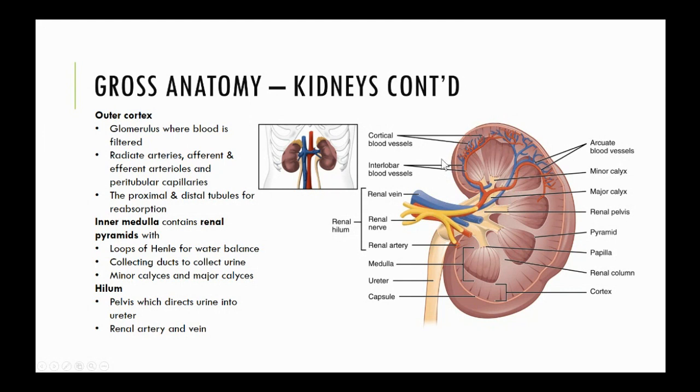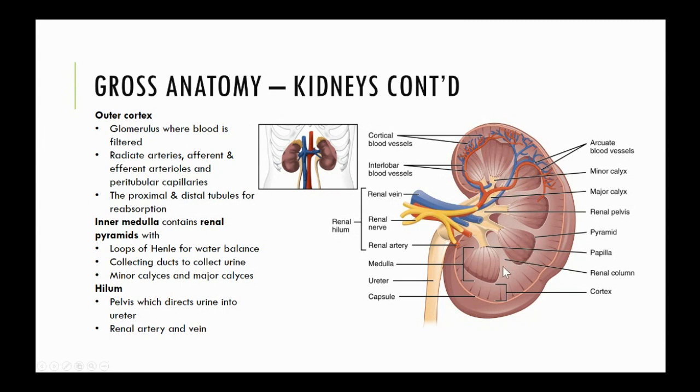And we have afferent and efferent arterioles, and we have the peritubular capillaries in there. We also have the proximal and distal tubules for reabsorption. The inner medulla, which is this area, is going to contain the renal pyramids. This is the renal pyramid right here.